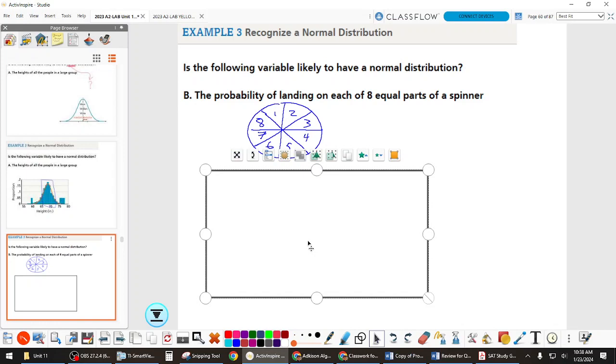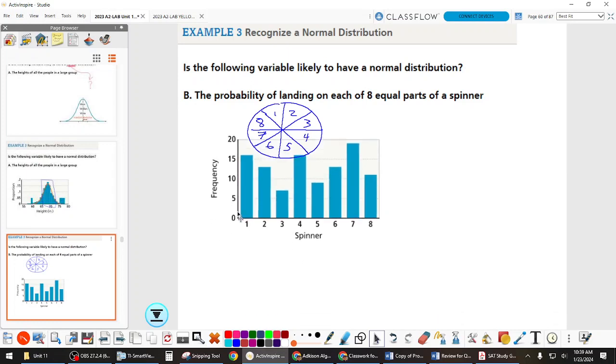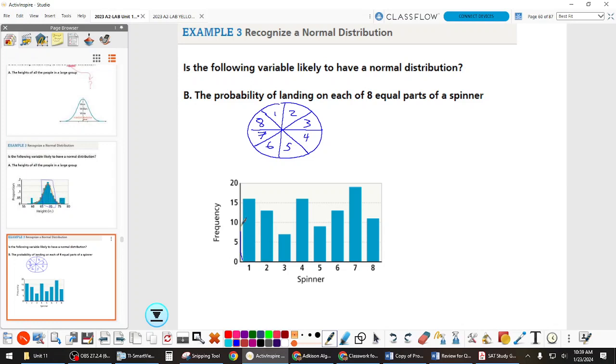Well, here's a trial of spins. For some reason, we landed on 7 the most, and 3 the least, but still, all of them have some. So is that a normal distribution? Would you call that normal? It's not. Why not? Well, there's no tail to it, right? If I draw some line to kind of capture this, it's more like a rectangle. It definitely doesn't look like largest in the middle, tailing off at both ends, does it? So definitely not a normal distribution.